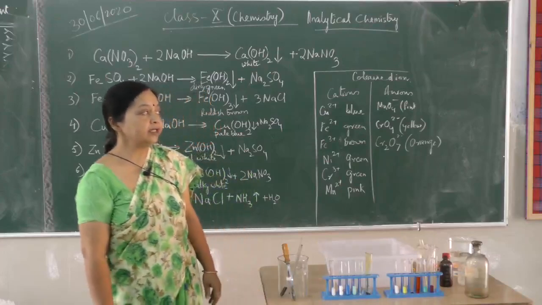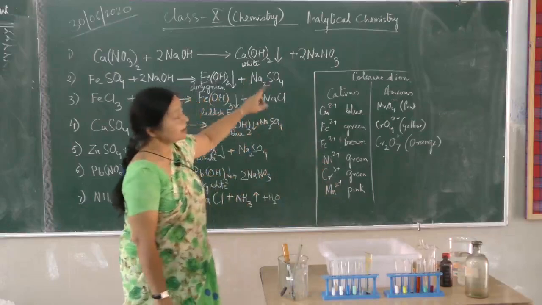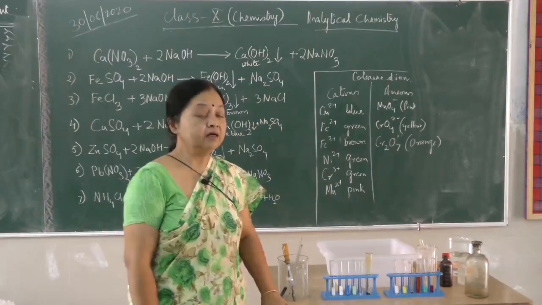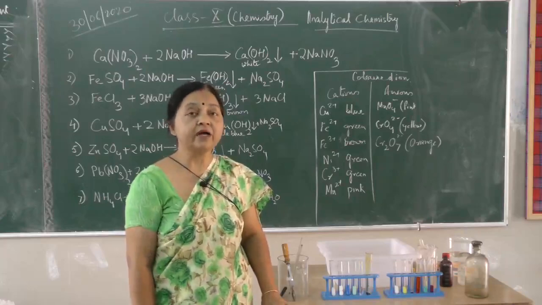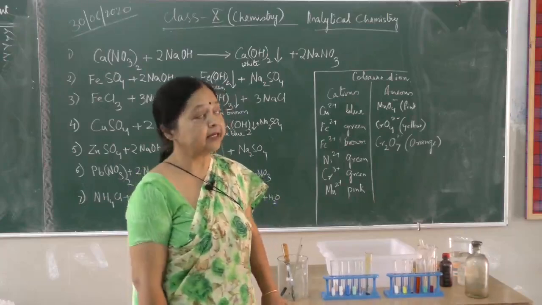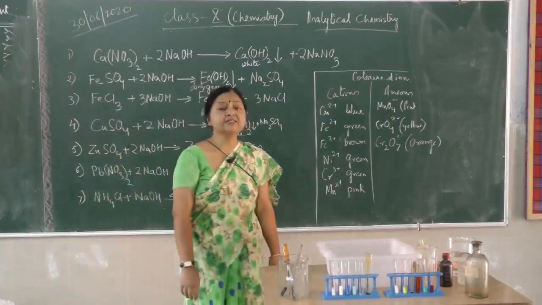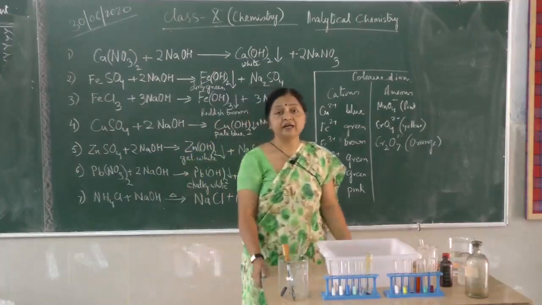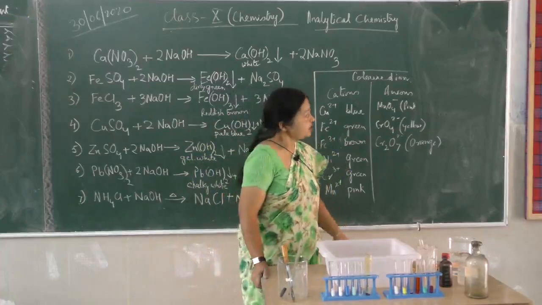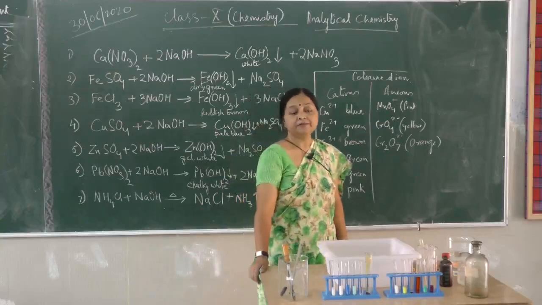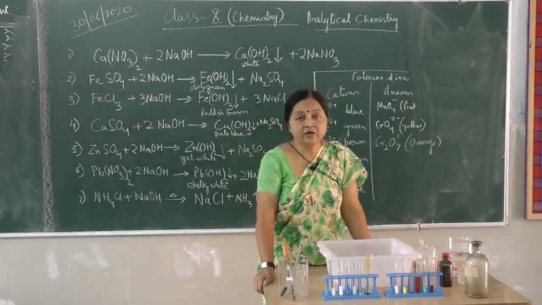For strong alkali, in analytical chemistry, we use strong and weak alkali. One means sodium hydroxide and the other ammonium hydroxide. Sodium hydroxide is a caustic alkali and ammonium hydroxide is a weak alkali. It has a wide application in detection of cations. The positive ions, that is the metal ions, can be detected by this strong and weak alkali.